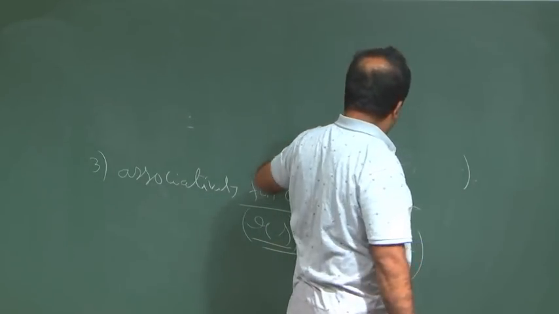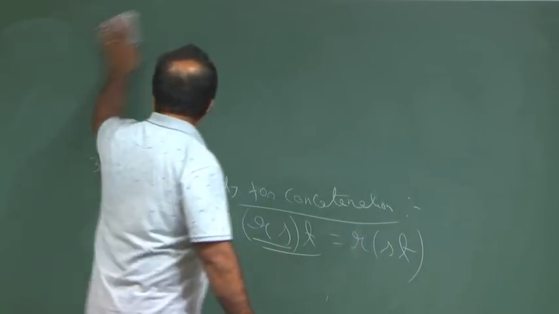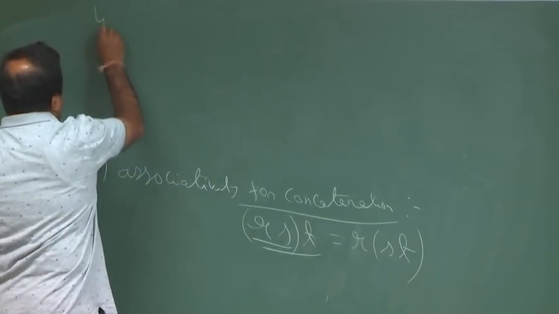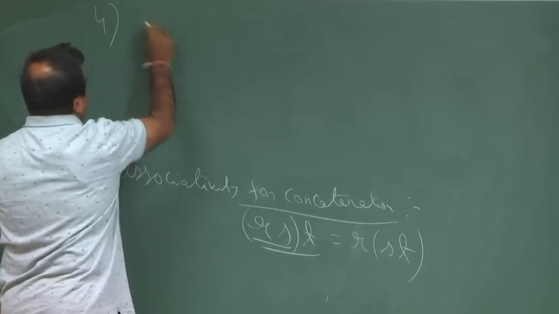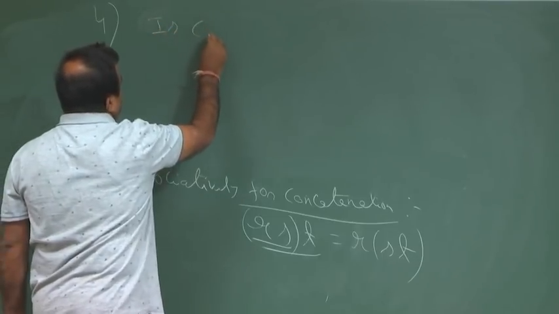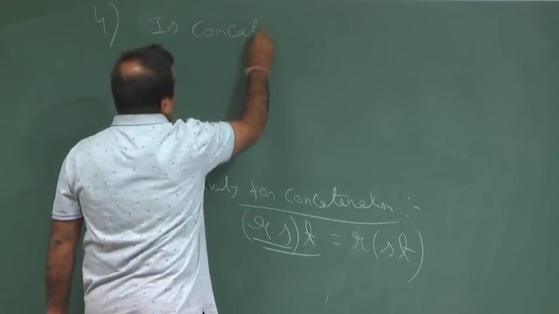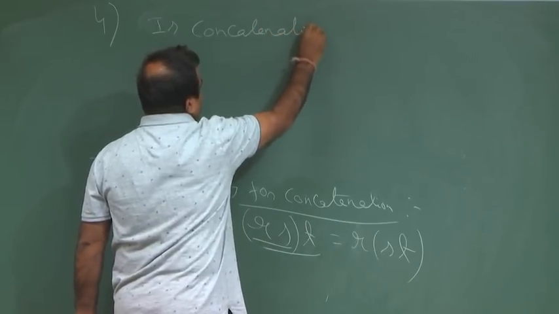So, we will check whether this, the fourth property, is that concatenation is commutative.